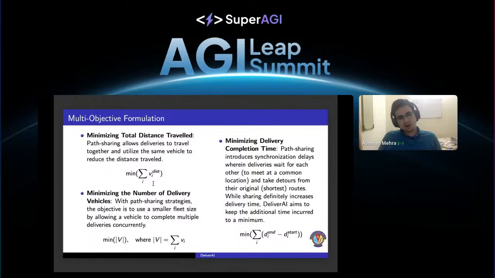On the left, all of the objectives are with respect to the commercial aspects of making deliveries viable. But on the right side, we have something related to consumer satisfaction, which is minimizing the delivery completion time, because we wouldn't want the deliveries to make so many hops and travel such a long distance that the consumers don't get a timely delivery.